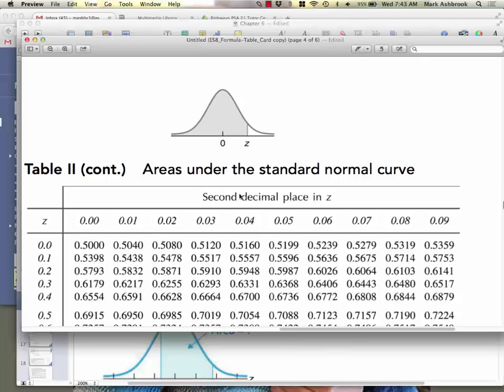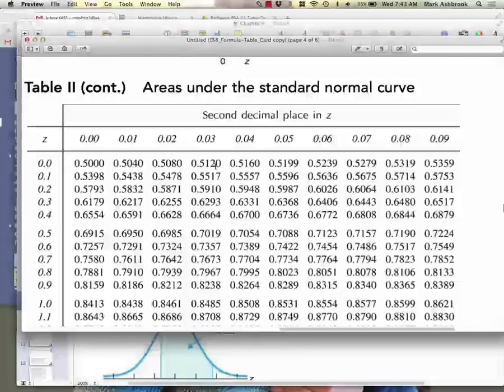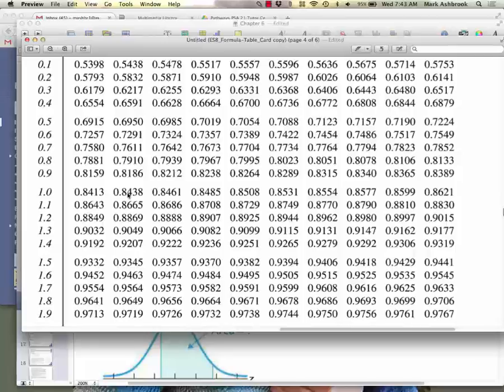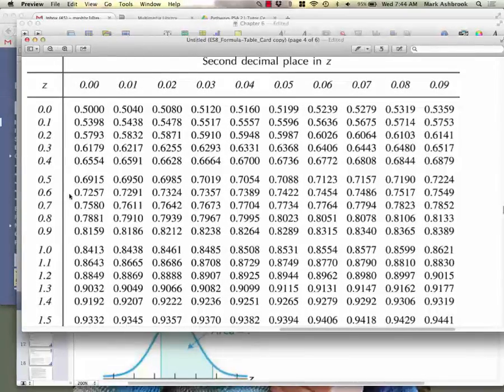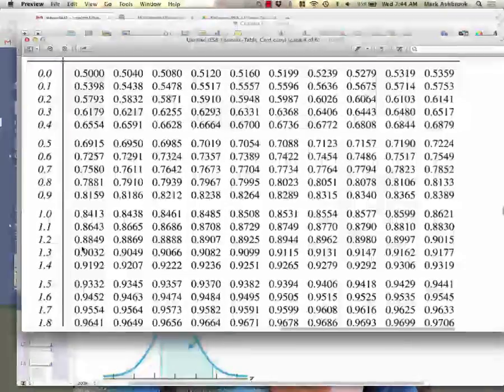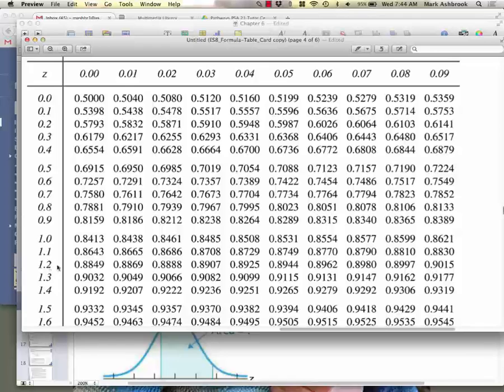So what's our z-score? We're going to look at the right side of the chart, and look for z equals 1.23. So you can look at 1.2 and then 0.03. It works the same way as a stem and leaf plot, right? Our stems are down here, and our leaves are across there. So we're combining the 1.2 and the 0.03 to make 1.23, and is it 0.8907? Yeah.